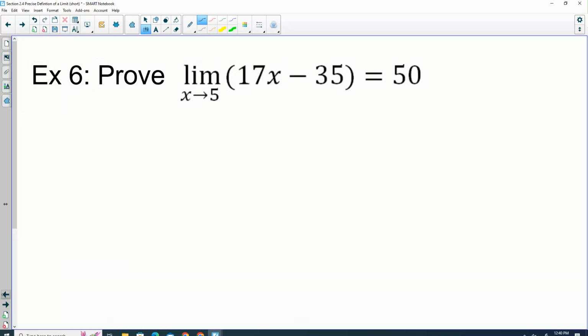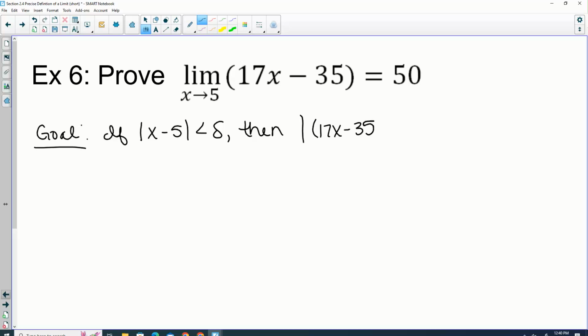So, do we need to do another one? Yes. Okay. You guys tell me this time. What is my goal? If the absolute value of x minus 5 is less than delta, then the absolute value of 17x minus 35 minus 50 is less than epsilon. Okay. What's the first step? We have to find our delta, so we take that second one.